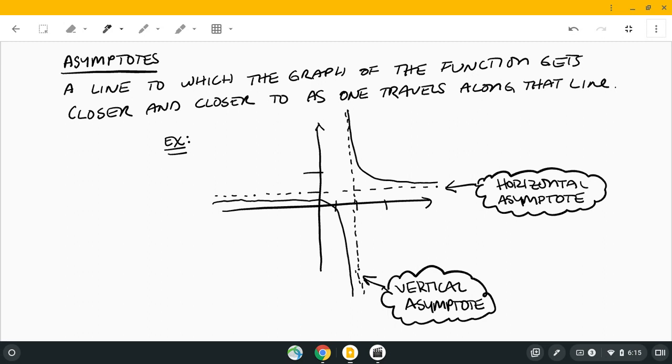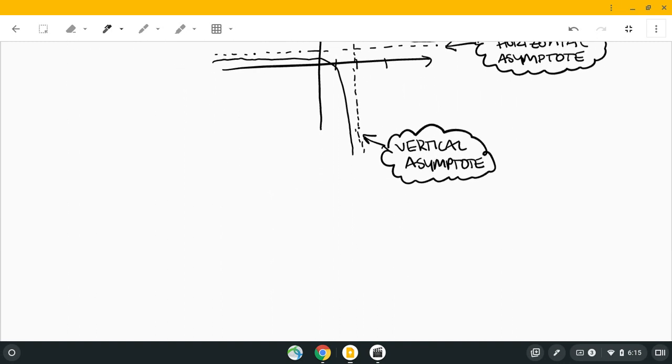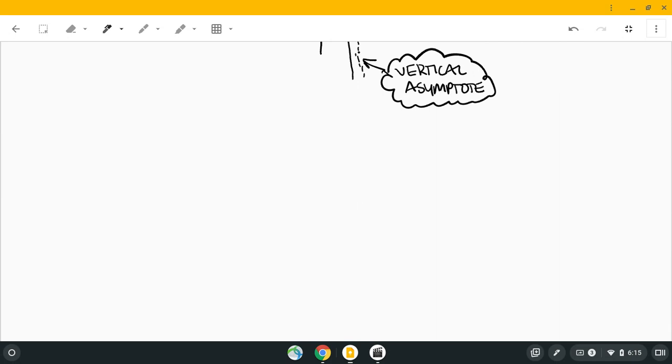All right, and what we're going to be doing here is looking at how to find these if you're given a rational function. How do you find these asymptotes? Okay. All right, so let's take a look. The vertical ones are pretty straightforward. All right, let's take a look here. Finding asymptotes.